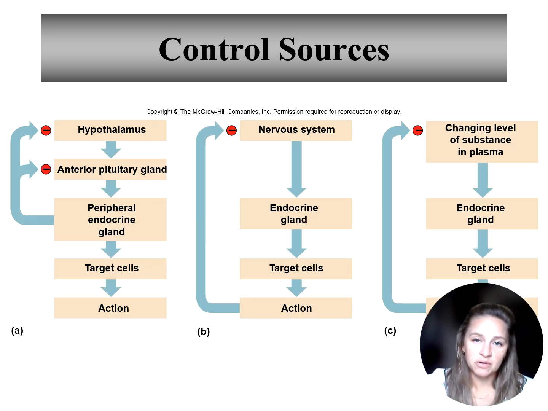Here's another example of negative feedback inhibition, where the product of one step is going to come back and inhibit the production of more of that hormone. So again, this is just to prevent too much hormone from being made.